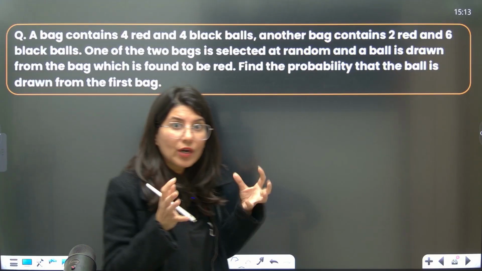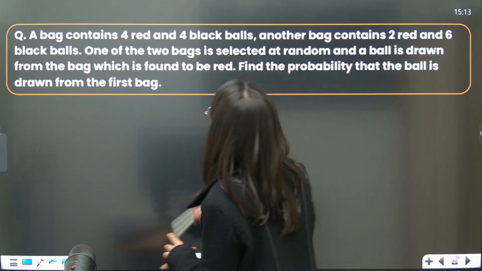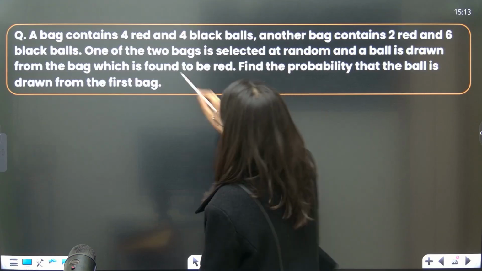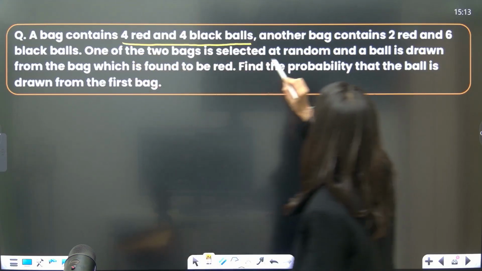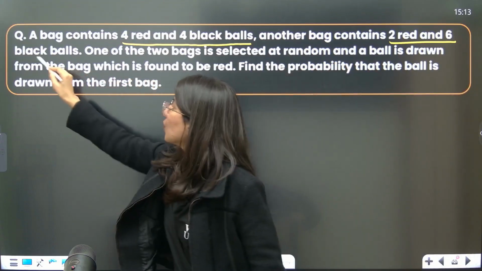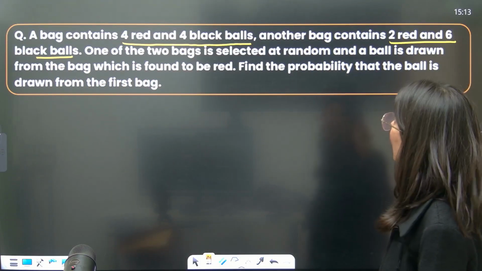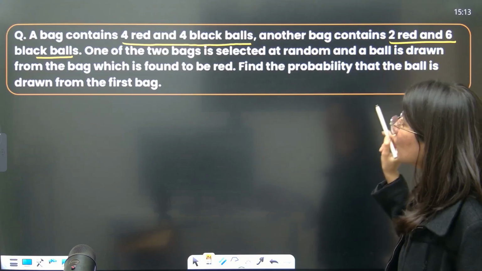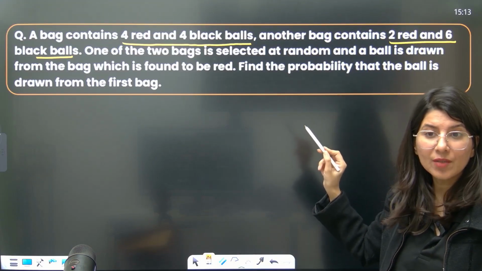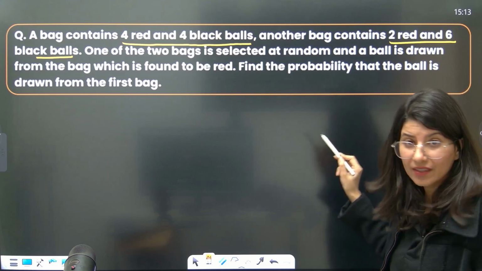So understand what Bayes theorem requires. I'll show you right away. A bag contains 4 red and 4 black balls. Another bag contains 2 red and 6 black balls. One of the 2 bags is selected at random and a ball is drawn from the bag, which is found to be red. Find the probability that the ball is drawn from the first bag.